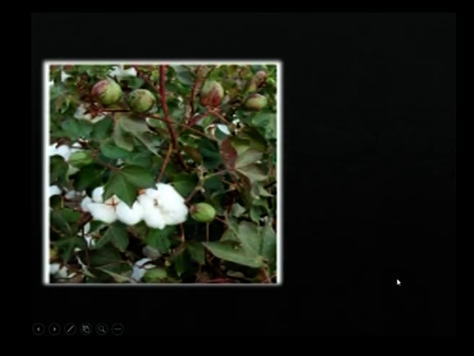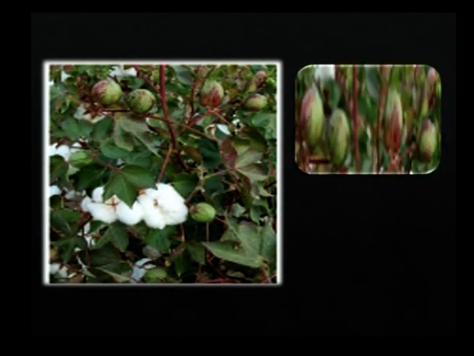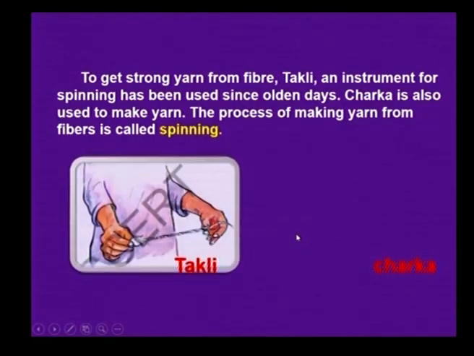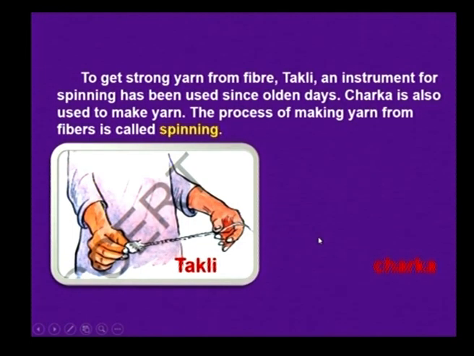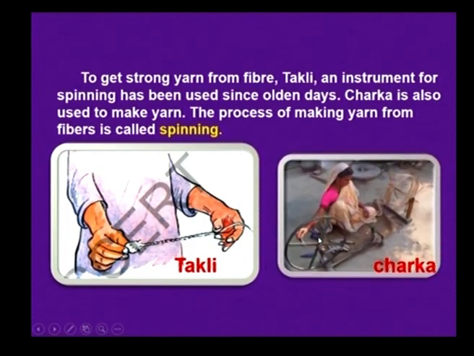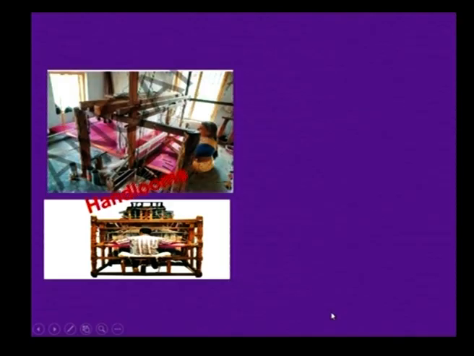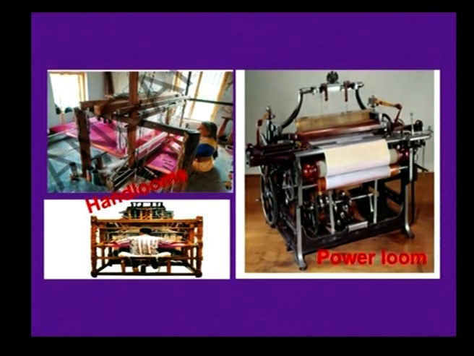Cotton fibers are made from cotton balls. Cotton is separated from its fruits. This is combed neatly and cleaned. To get strong yarn from fiber, takli, an instrument for spinning, has been used since olden days. Charka is also used to make yarn. The process of making yarn from fibers is called spinning. In olden days, hand looms were used to make fabric from cotton yarn. Nowadays, power looms have come into existence.